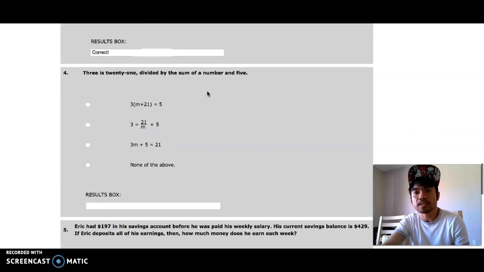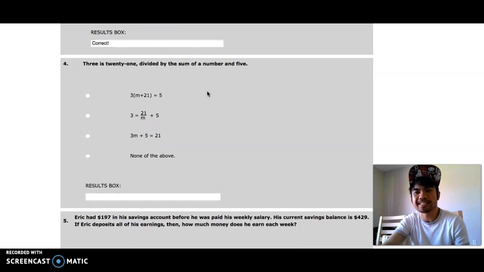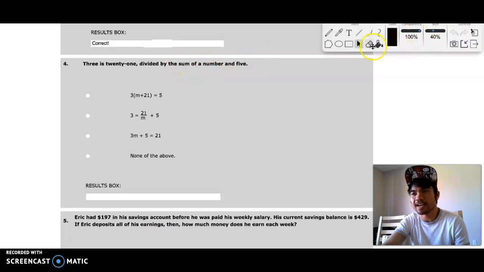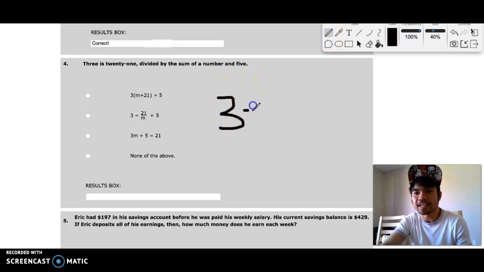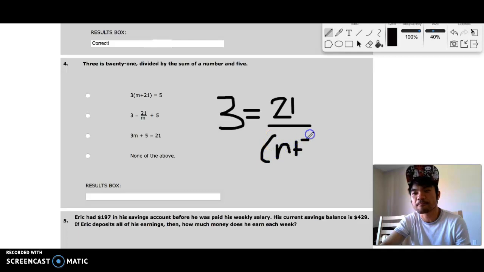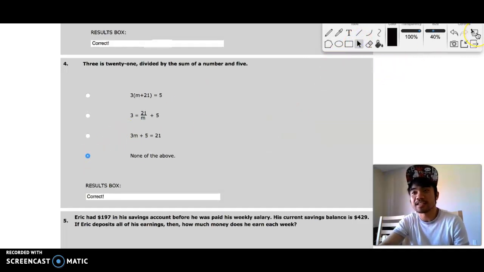Question 4. 3 is 21 divided by the sum of a number and 5. Again, if the question does not make sense to you, you just have to keep reading it. 3 is 21 divided by the sum of a number plus 5. Is there the option in there? No, there isn't. So I think it's going to be none of the above. And I'm correct. Awesome, well done. If it doesn't make sense to you the first time, you just have to read it again.